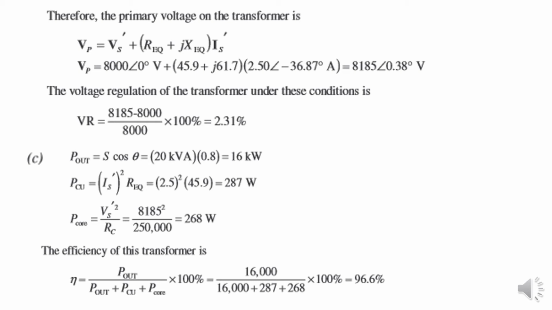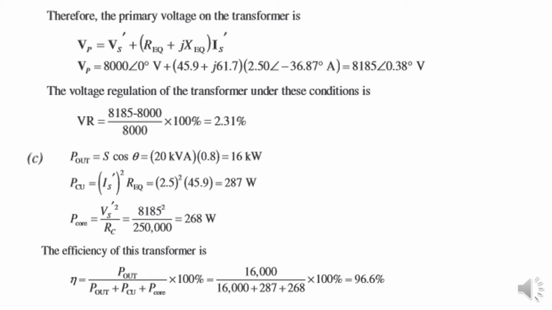Then here you can see PCU. PCU means the copper losses, the losses by the resistances. We have only two resistances: one is RP and the other one is A squared RS. So copper losses we can calculate by multiplying IS over A squared into REQ. REQ is equal to RP plus A squared RS, which is equal to 45.9. IS over A or IS dash is equal to 2.5. So 2.5 squared into 45.9 is equal to 287, right? So RP and RS are used in the figure to represent these copper losses.